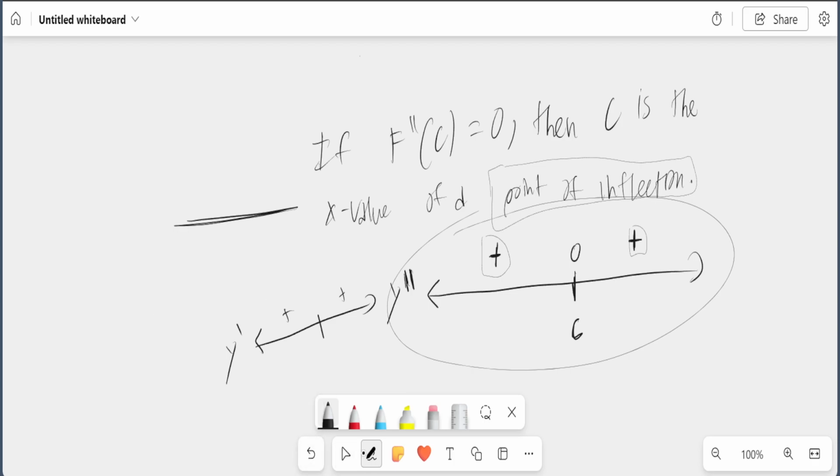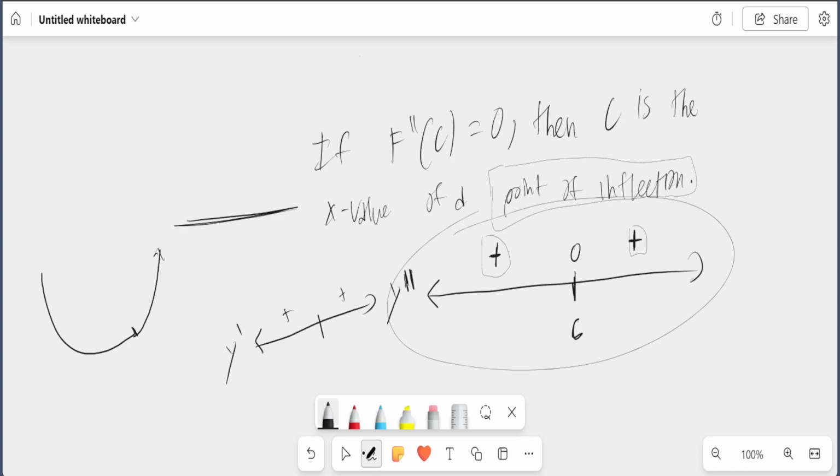If it goes from positive concavity to positive concavity, it goes like this, and then it stops, literally for an instant. The slope stops increasing, and then it keeps on increasing. That's not a point of inflection.